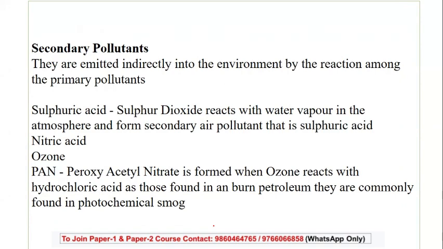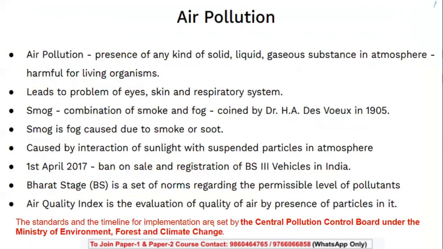As I said, there were questions on primary and secondary pollutants with the help of examples. The ones which come directly are primary, and the ones which come from reaction with primary are called secondary. Then air pollution, which is a kind of solid, liquid, or gaseous substance, can lead to problems in the eye, skin, and respiratory system. It can form smog, a combination of smoke and fog, which was coined by Vox in 1905. It is also due to smoke or soot, in interaction with sunlight with the suspended particles.